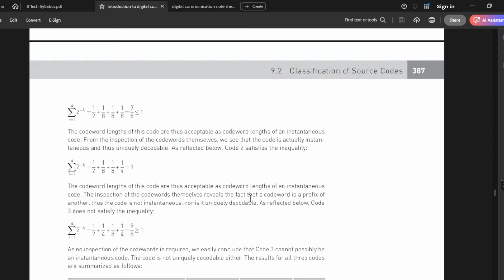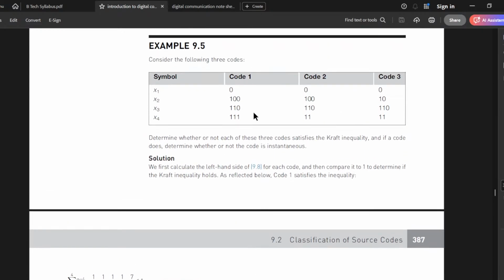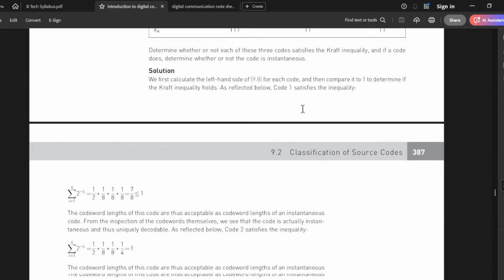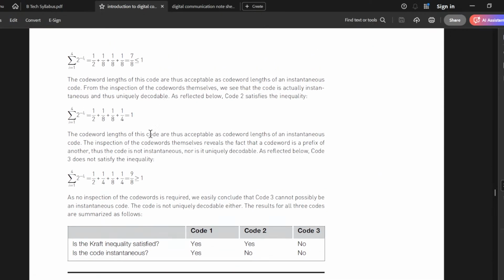This is also acceptable. The inspection of the code itself reveals that one code is a prefix of another. How is it a prefix of another? Let's see. 110 is not a prefix of this or this, but here 11 is the prefix of 110, so it is not instantaneous. Thus the code is not instantaneous. That is what I was saying.